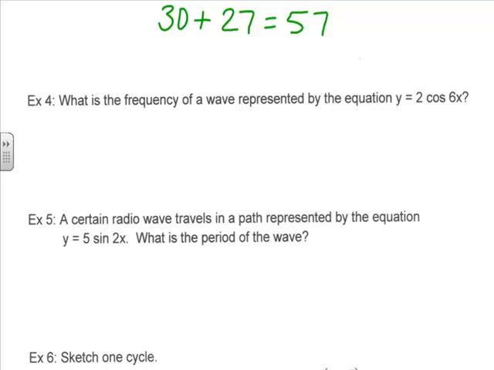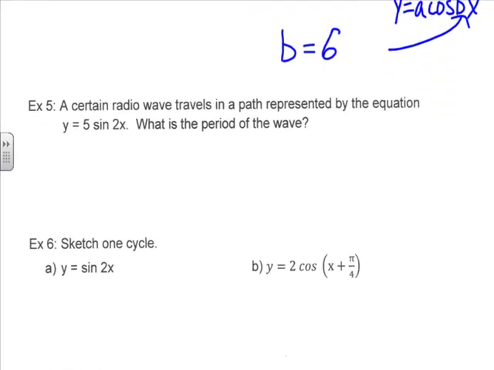Okay, what is the frequency of a wave represented by the equation y equals 2 cos 6x? So if you remember, the thing that is in the B position is the frequency. So the frequency is 6, as in how many times does it do its thing in 2 pi. That's what frequency is. Different from the following question.